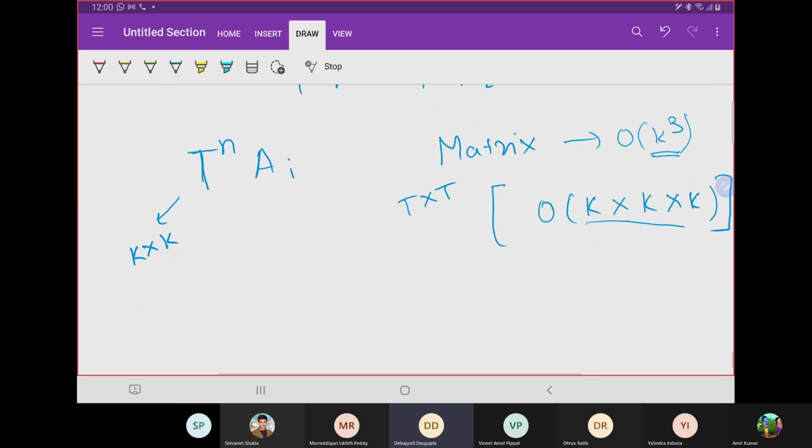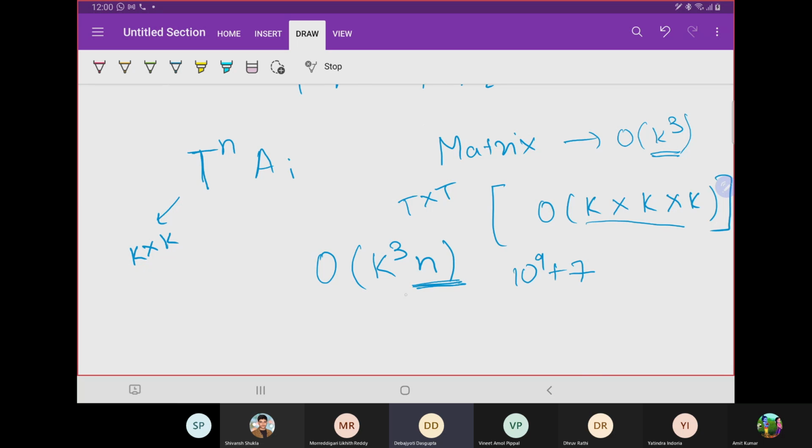I will show a code of that. So if you now do n times this thing, you will get O of k cube into n. This is a very big number, like if n is of the order 10 power 9 plus 7.